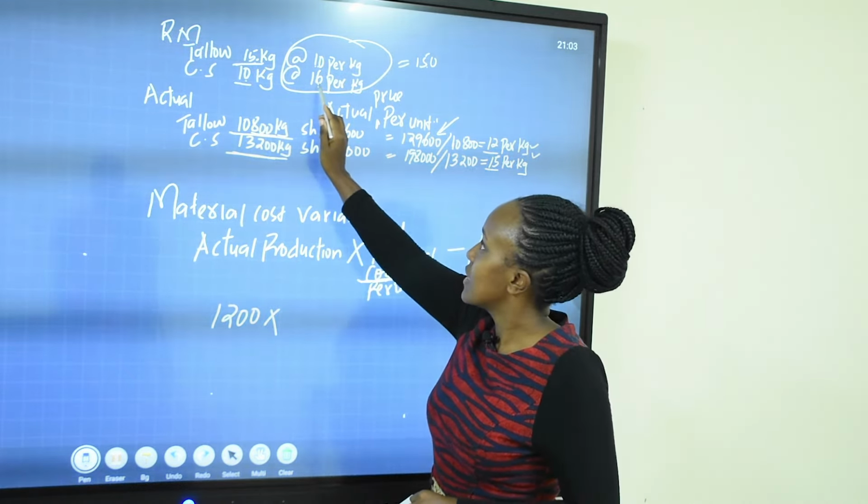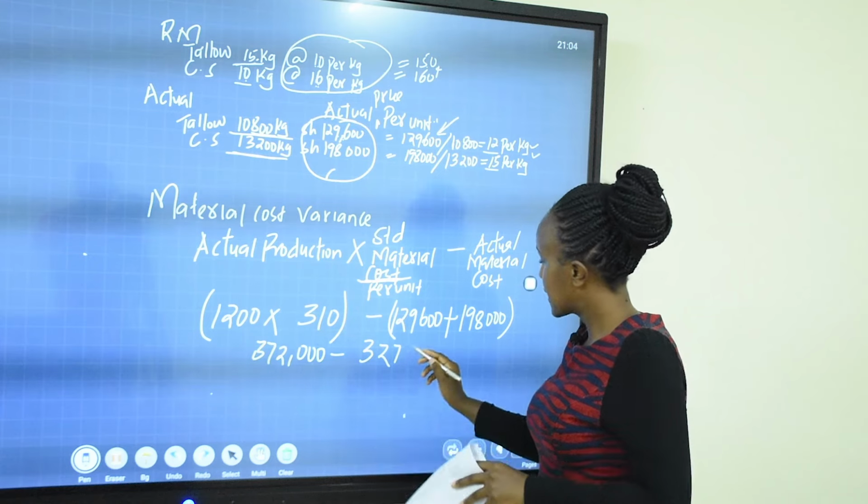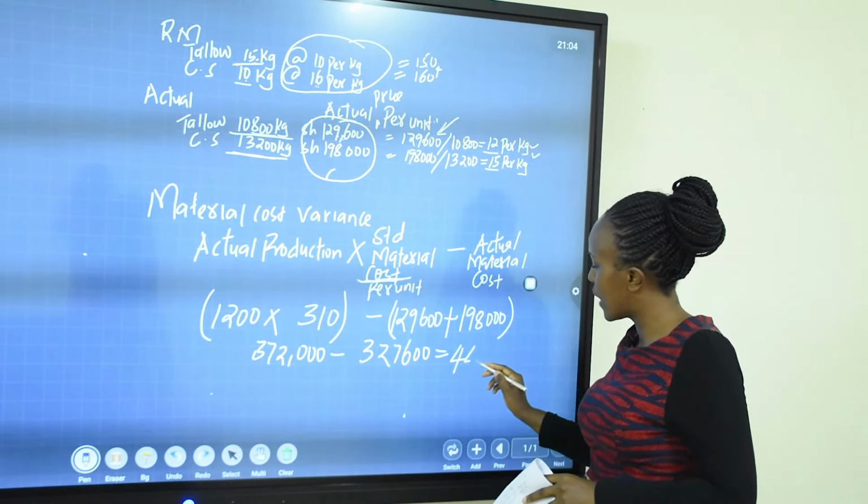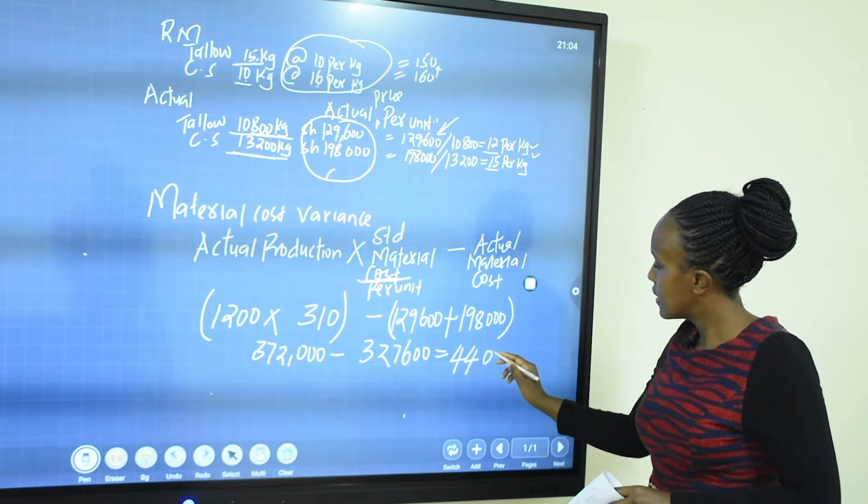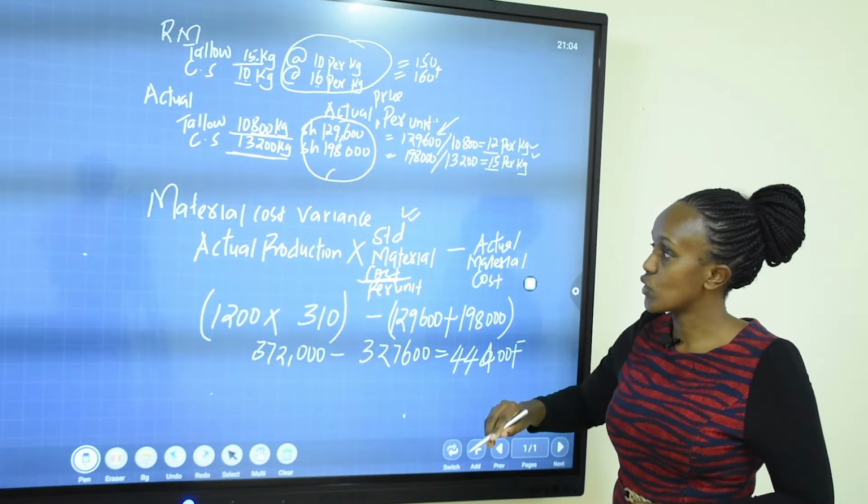Then the actual material cost that was consumed is what you are given here. The actual material cost, you are told they spent 129,600 on tallow, and 198,000 on caustic soda. So this is the total that they used. This is the total that you are expected to use, or what was budgeted or the standard. So at the end of this day, you are going to find that this is 372,000 minus 327,600. And the answer is going to be the same as you have seen previously. It is going to be 44,400 favorable.